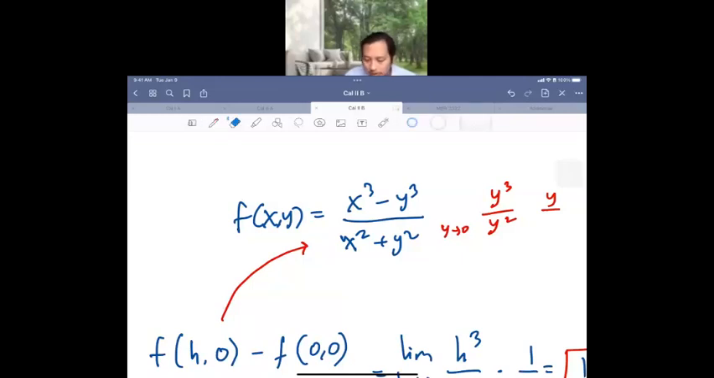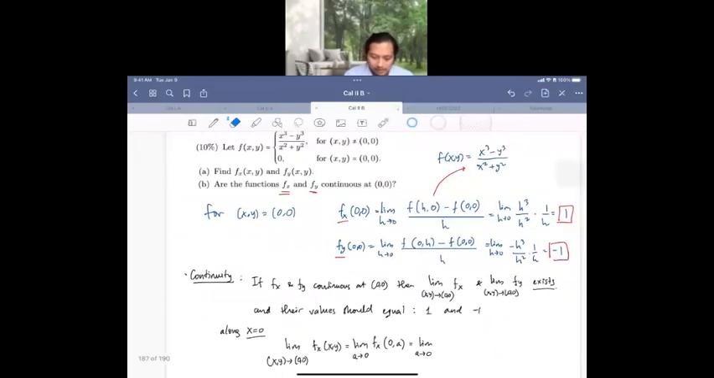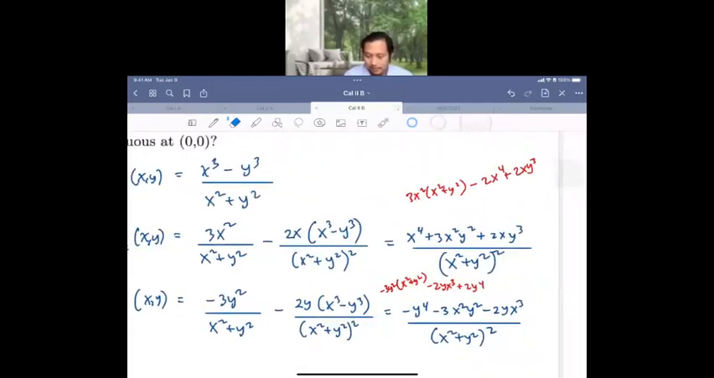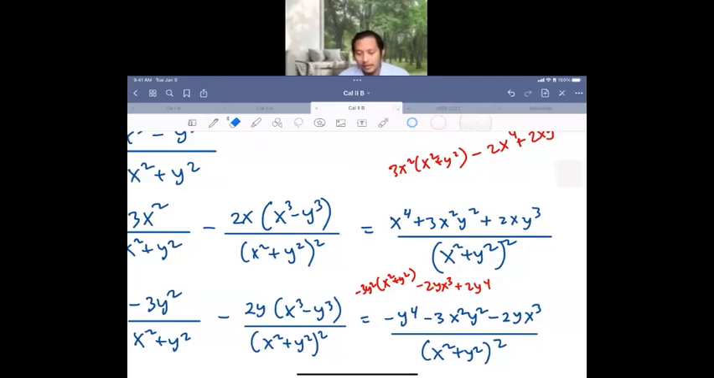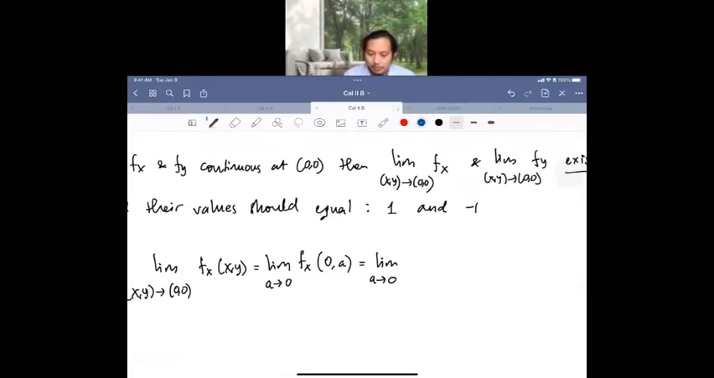Wait, why am I looking here, it should be partial x. Sorry. Where is partial x? Oh, partial x is here. Okay. Now if we take x equals 0, it should be 0, right? And it will be 0 over y squared, so y to the fourth. So 0 over y to the fourth. This one should be 0. 0 over y to the fourth, that is 0.